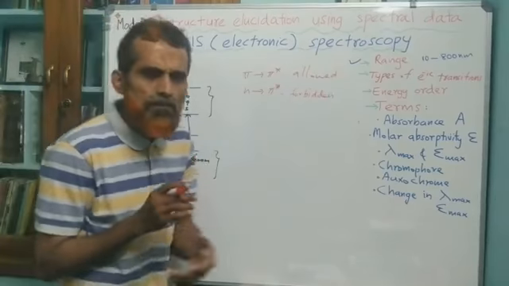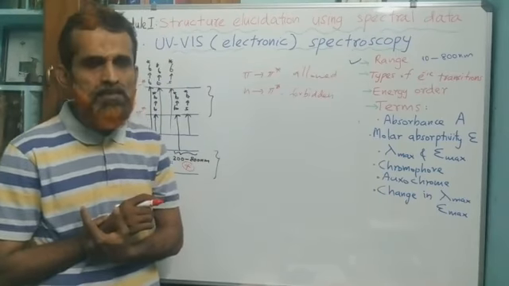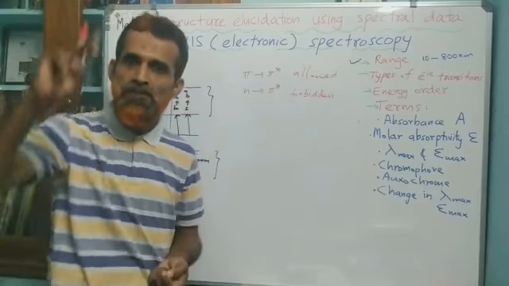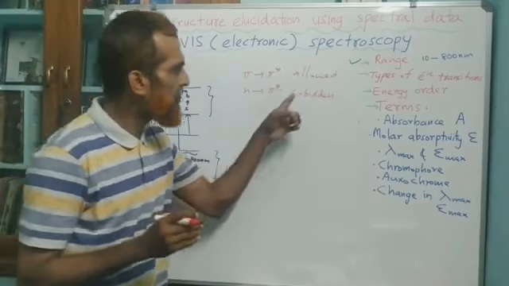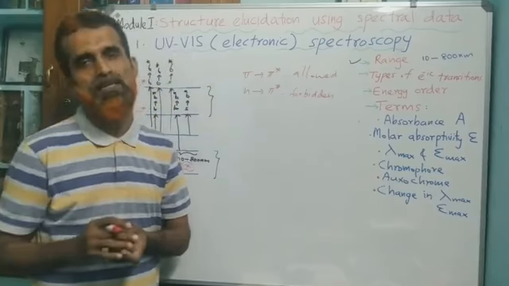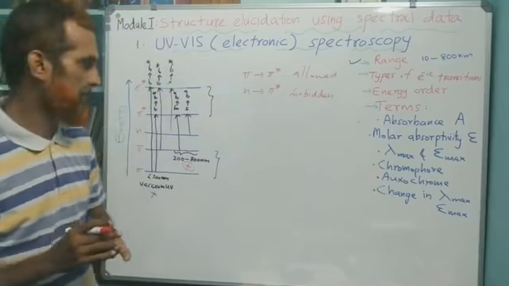Now what is the difference between these two types of transitions? Allowed transitions will be very intense. You get a very intense peak in the spectrum, and a forbidden transition will be very weak. You get a very weak spectrum. That's the difference.